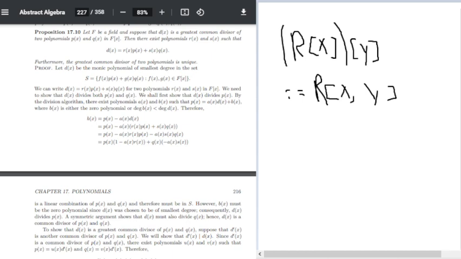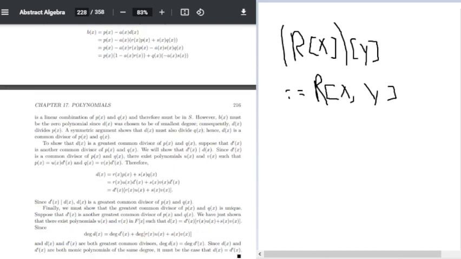This is equal to p of x minus a of x r of x p of x minus a of x s of x q of x, which is equal to p of x times 1 minus a of x r of x, plus q of x times negative a of x s of x. This is a linear combination of p of x and q of x, and therefore must be in S. However, b of x must be the zero polynomial, since d of x was chosen to be of smallest degree. Consequently, d of x divides p of x. A symmetric argument shows that d of x must also divide q of x. Hence, d of x is a common divisor of p of x and q of x.